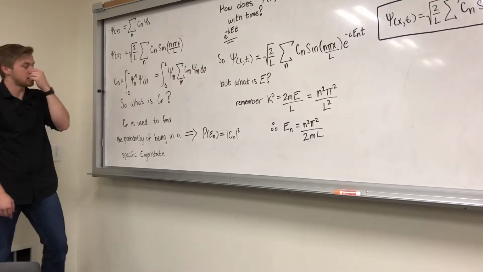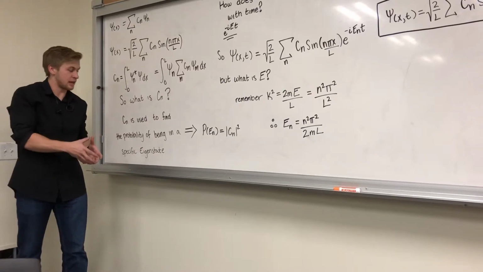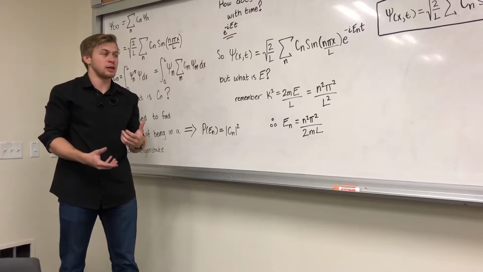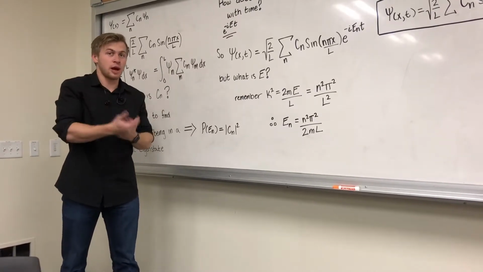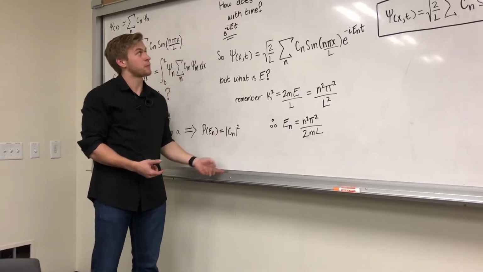But what is c of n? C of n is used to find the probability of being in a specific eigenstate. Just as a wave function uses the probability of its complex conjugate multiplied by itself, we are going to do the same thing with our c of n.